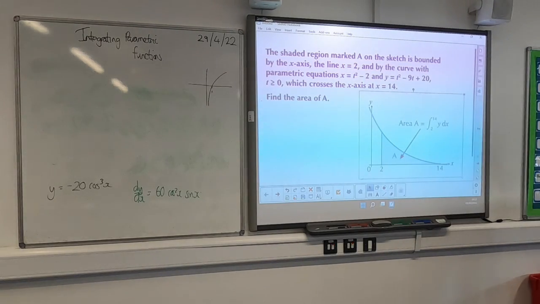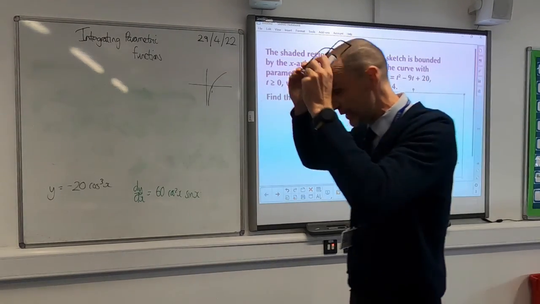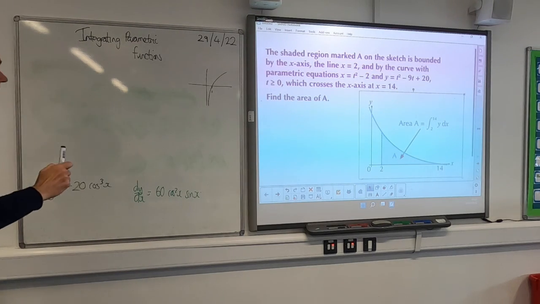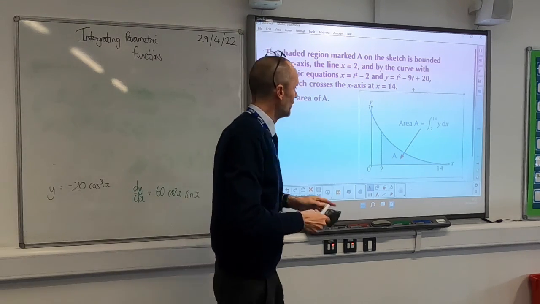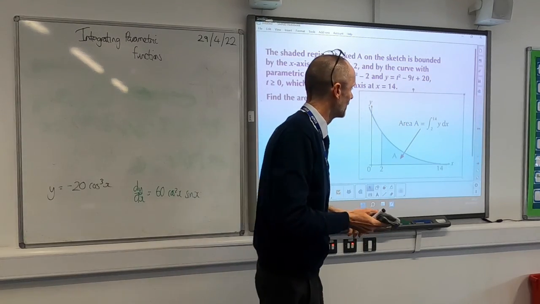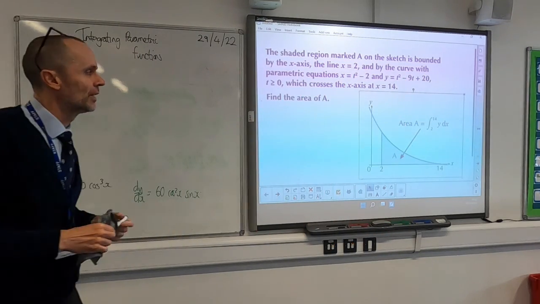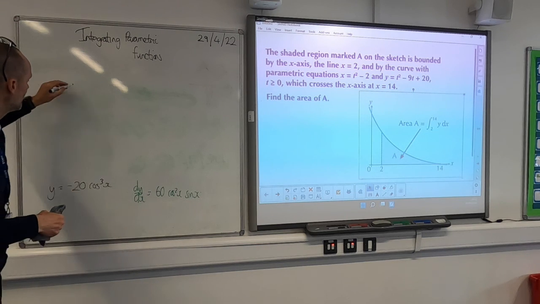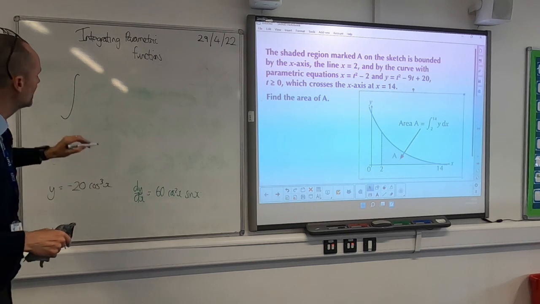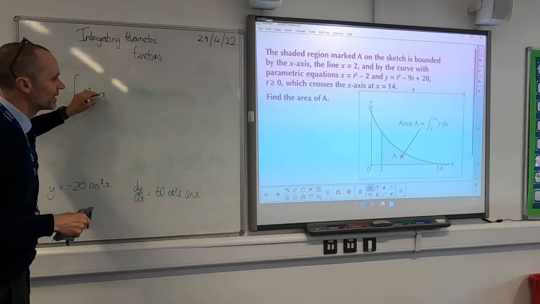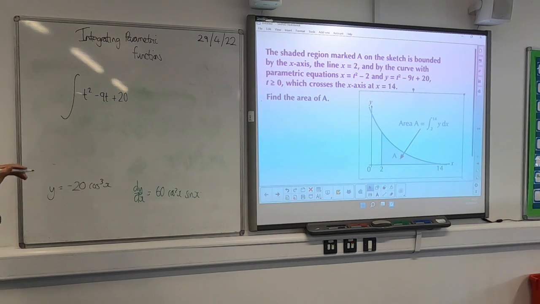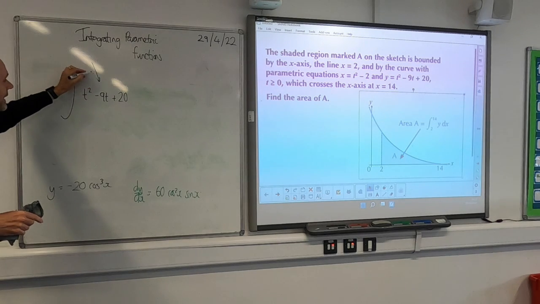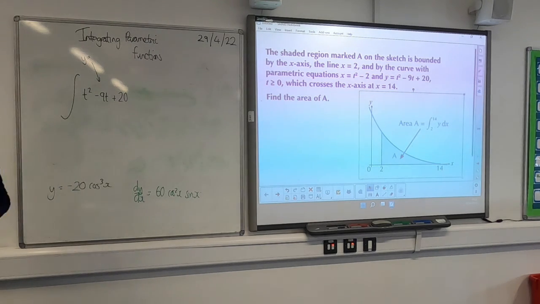So we need to integrate it, but we need a technique for doing it. And the good news is, it's a really simple technique. So I want to integrate this y equals function. Well, I've got an expression for y. y is t squared minus 9t plus 20. So I've got my y equals expression from the parametric thing there.